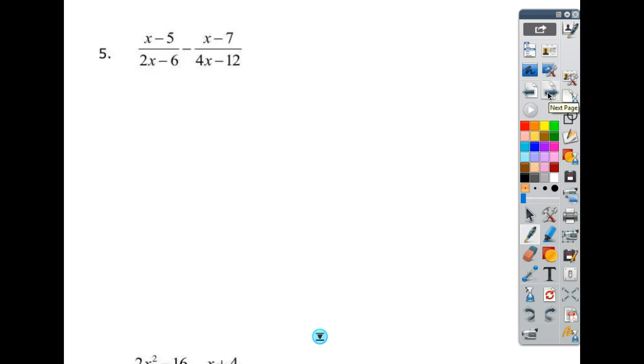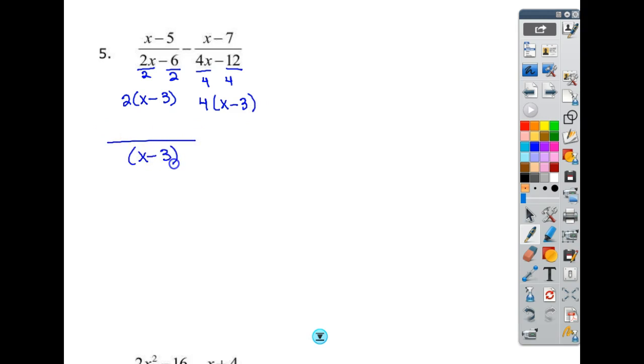Okay, so number 5 is a good one to work because what's happening here? What's the very first step when we're trying to add or subtract these rationals? What can I do here? I can factor that. They both divide by 2. And so we get 2 times x minus 3. What can these both divide by? 4. So I get 4 and then x minus 3. So now we have to build our new denominator. I definitely have an x minus 3 and I have a 4.